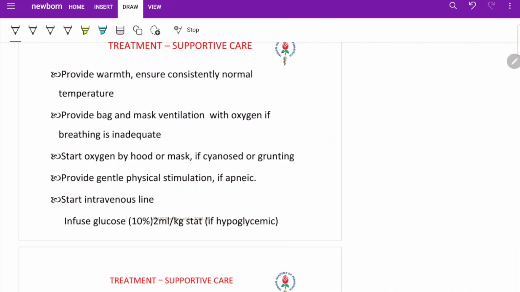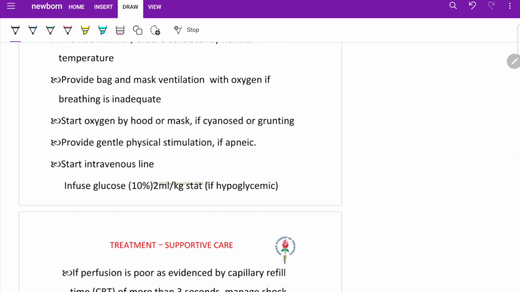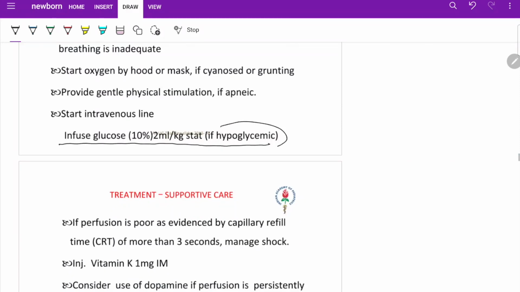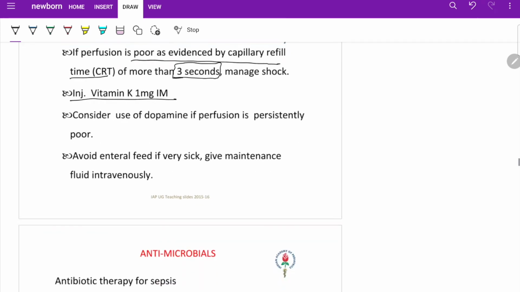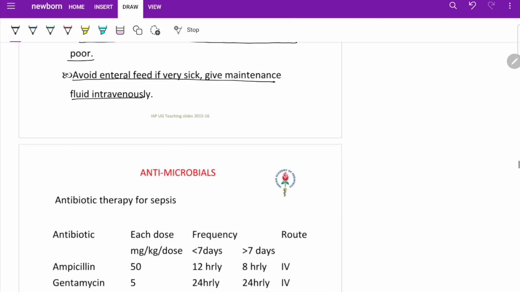So first give supportive care, shift to NICU. Okay, then start IV fluids, maintain normal blood glucose level, maintain normal temperature, monitor for any changes. After putting the IV line, infuse glucose 10% 2 ml per kg if the patient is hypoglycemic. If perfusion is poor as evidenced by capillary perfusion time more than 3 seconds, then you are going to manage shock. Vitamin K injection 1 mg IM should be given. Consider use of dopamine if perfusion is poor and avoid enteral feeding if very sick. Give maintenance by IV fluid.